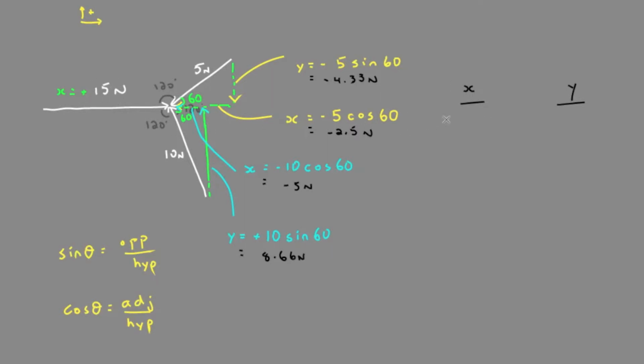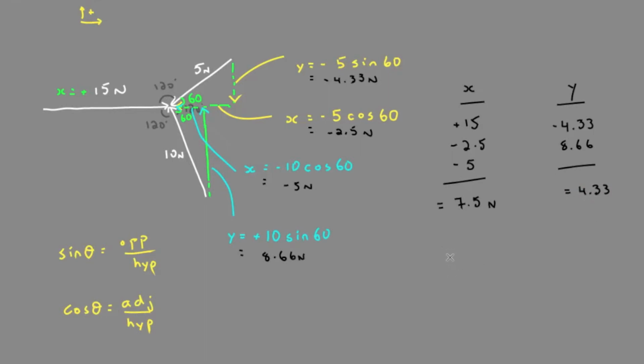So in the x we have plus 15, negative 2.5, so minus, and then we have negative 5. There are only 2 components in the y direction, negative 4.33 and the positive 8.66. And what do we get when we add these up? 7.5 newtons in the x direction. And in the y direction, we get 4.33.